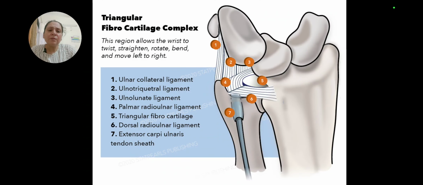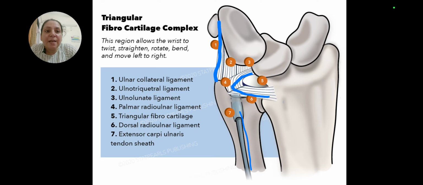Fine. Now if you can see this in this image, the fourth and the sixth, these are the palmar radio-ulnar ligament and the dorsal radio-ulnar ligament. If you can see for yourself, the fourth and the sixth is the palmar and dorsal radio-ulnar ligament. Fine. And this is the extensor carpi ulnaris tendon. Fine. And this is the ulnar collateral ligament.